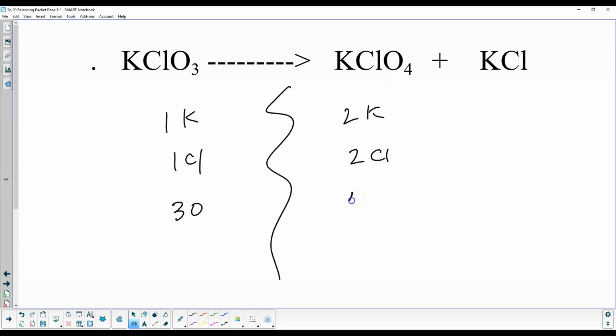And then I have 4 oxygens. All right. And so if I look at this, I could put a 2 here and it would balance the potassium and the chlorine, but then notice the oxygens would be out of whack. Because if I put a 2 here, that'd be 6, 6, and 4. Yeah, that's probably not going to work.